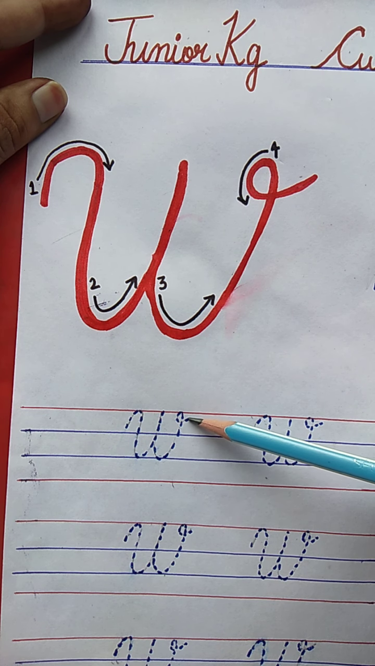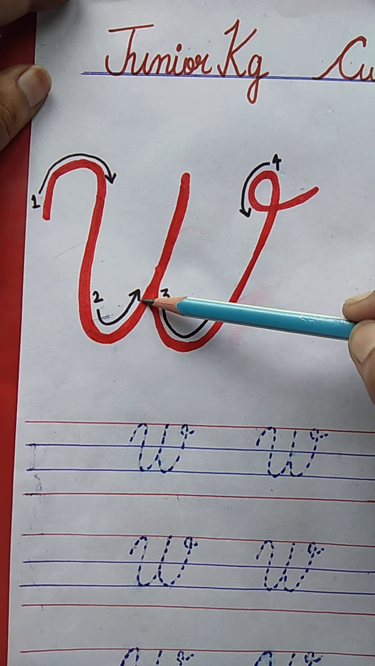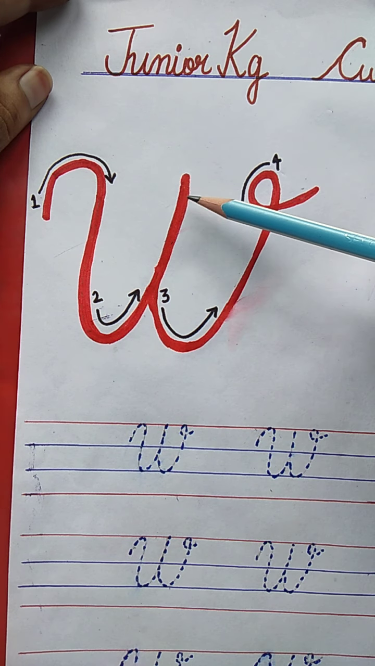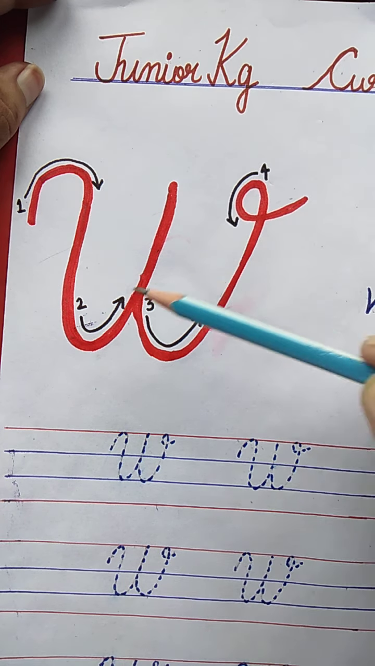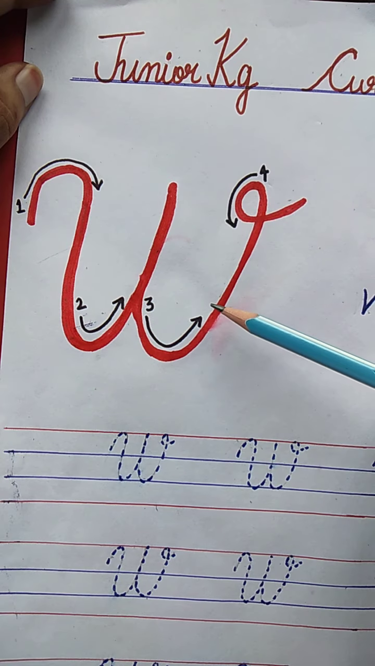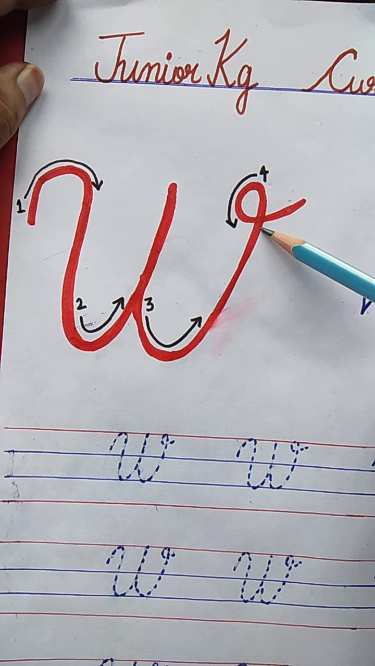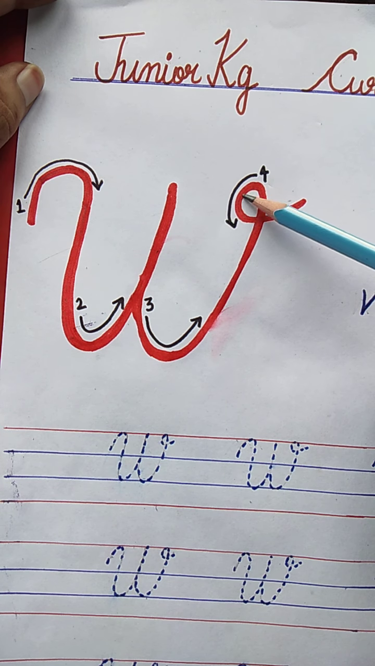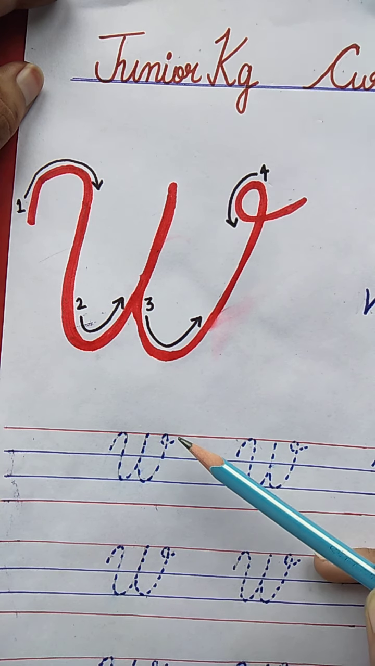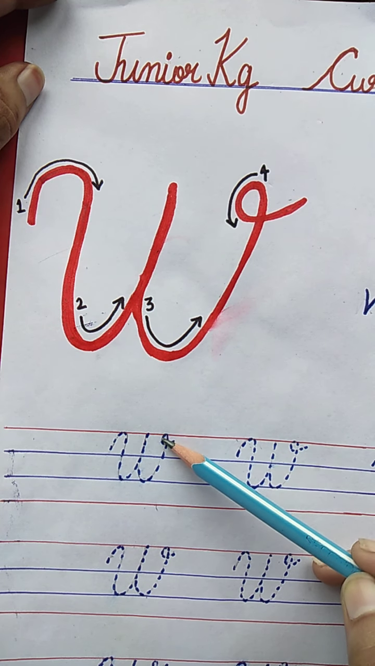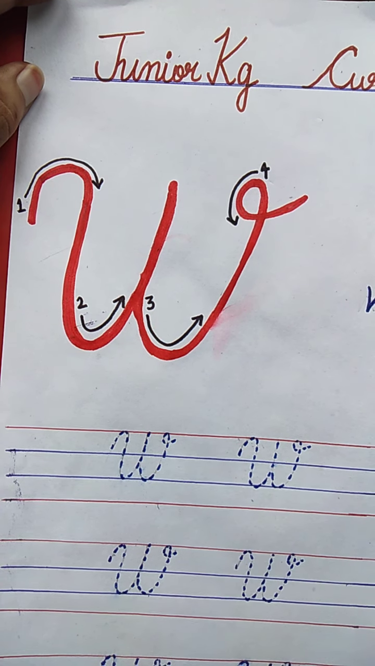and a loop here. Okay, so first is curve, second is again a curve with a slanting line, third is again a curve with a slanting line. You have to draw two curves with two slanting lines. Then fourth one you have to draw a loop. Fourth one आपको क्या बनाना है children? Loop बनाना है आपको red line से नीचे. You have to draw a loop below the red line. Okay, so this is a letter W.